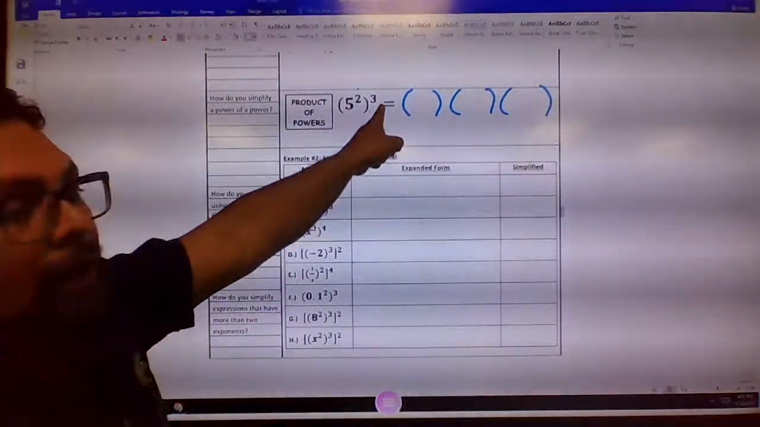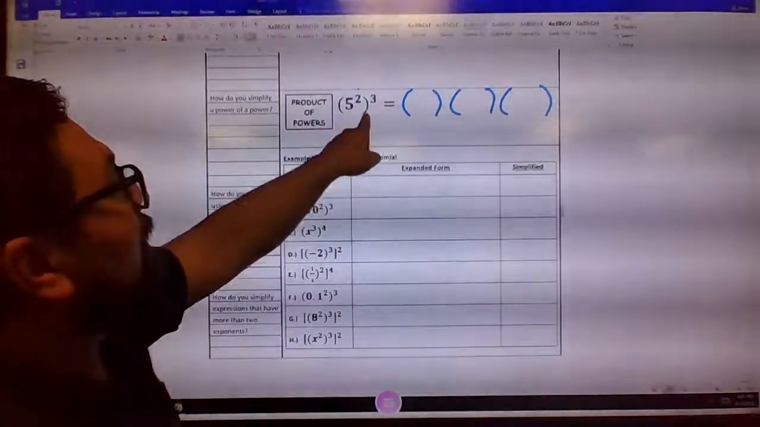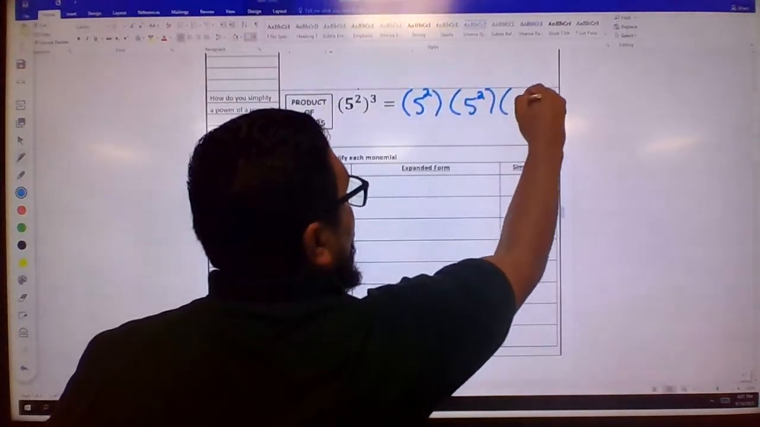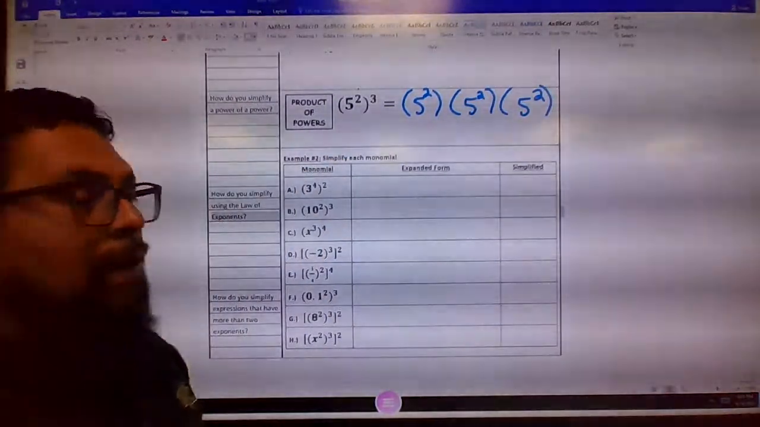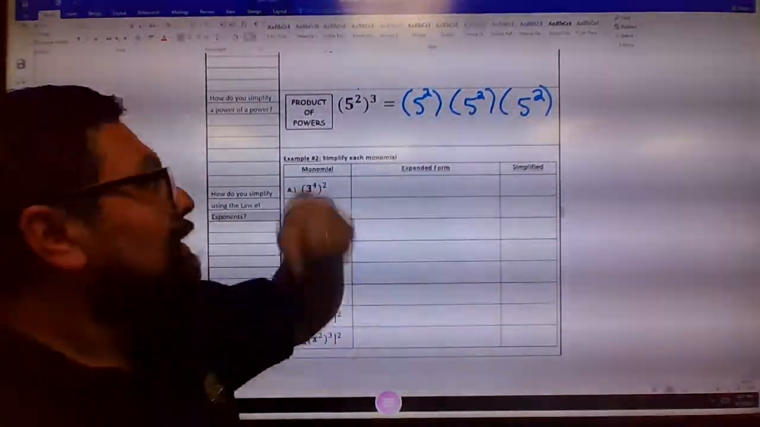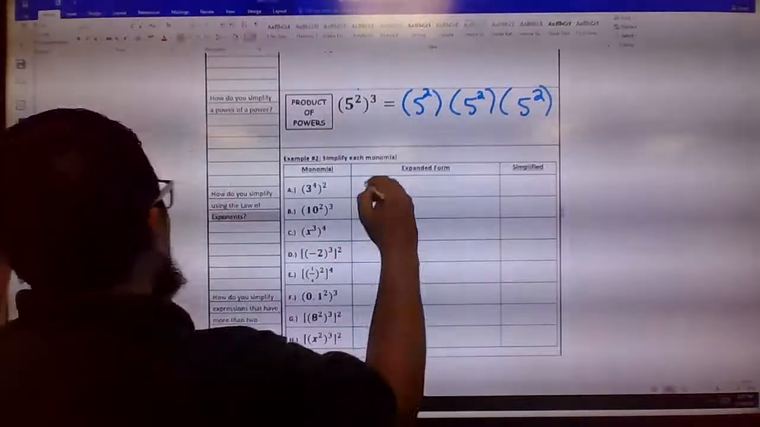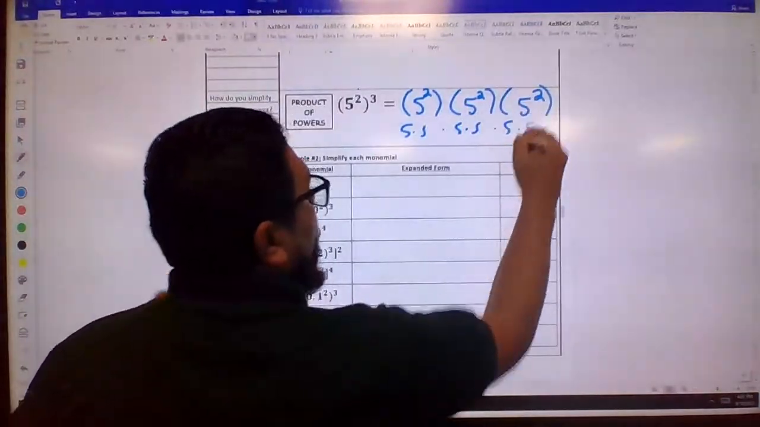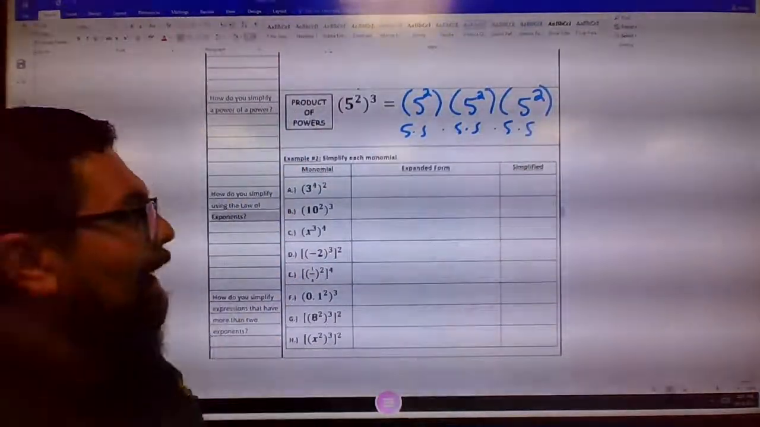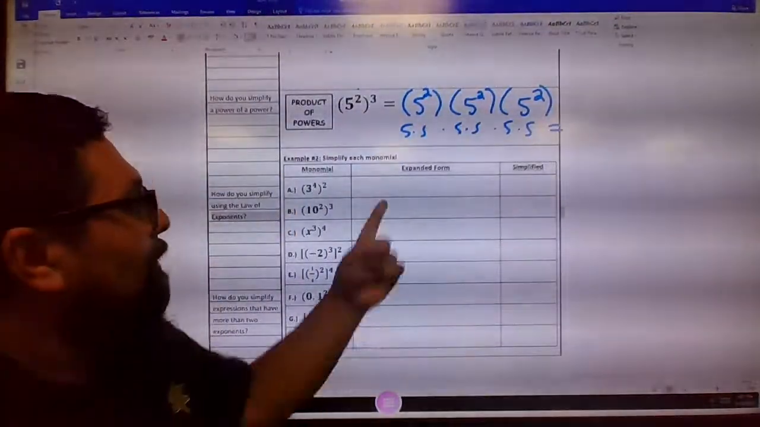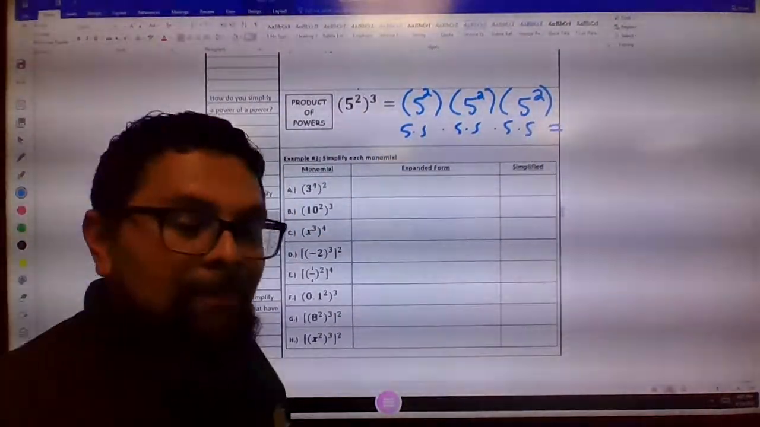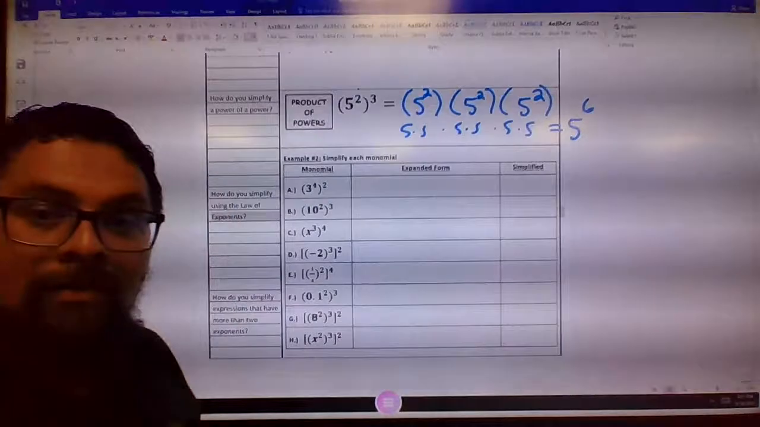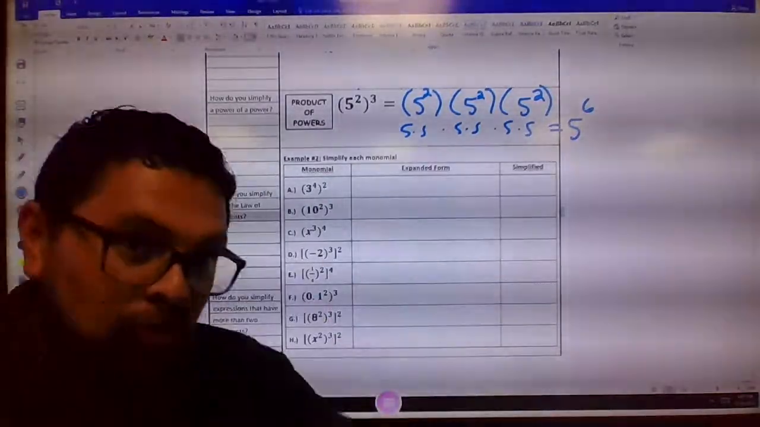1, 2, 3, because there are 3. Now inside each one is 5 squared. If you expand them even more, there's 5 times 5, 5 times 5, and 5 times 5. They're all multiplied, so at the end, how many fives are there? There are 6 fives. 5 to the 6th, and that's our answer.